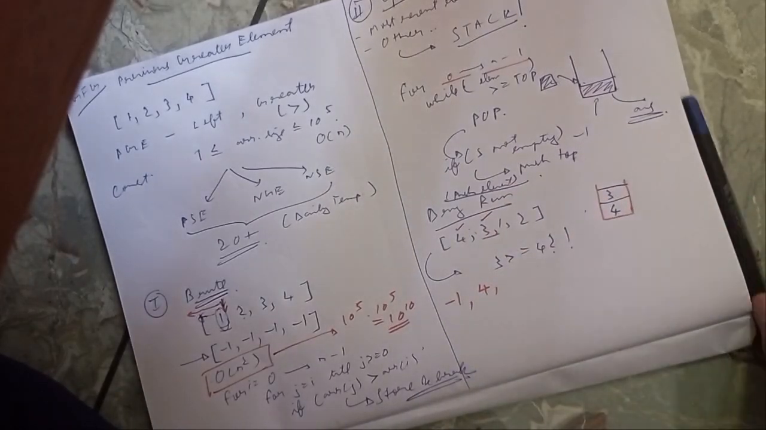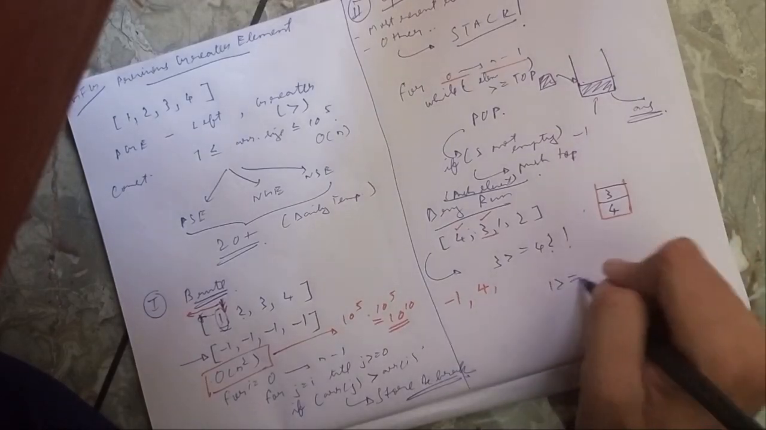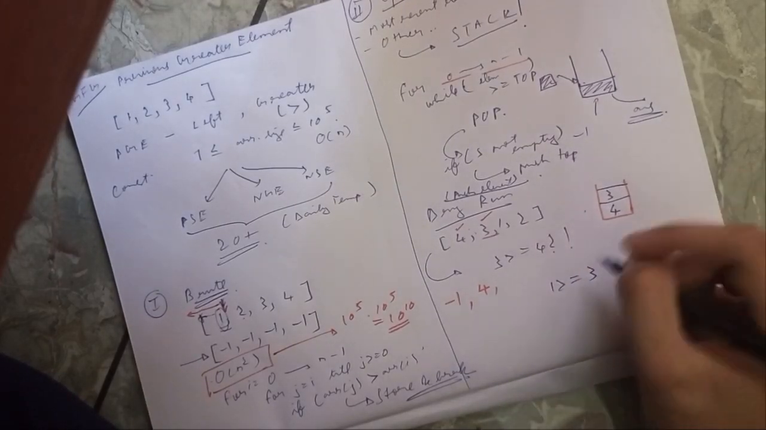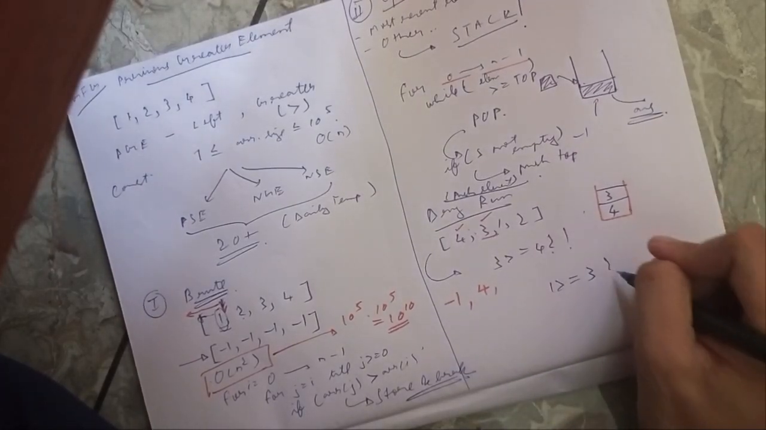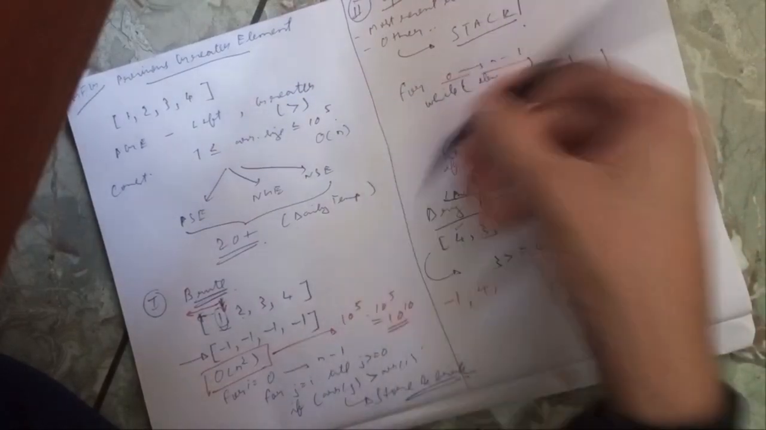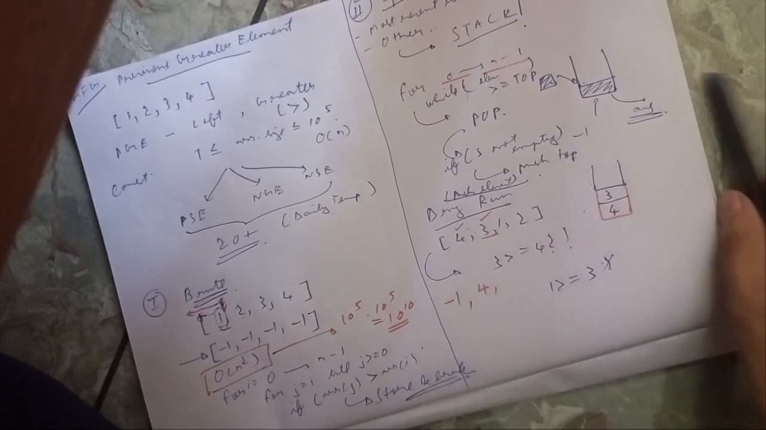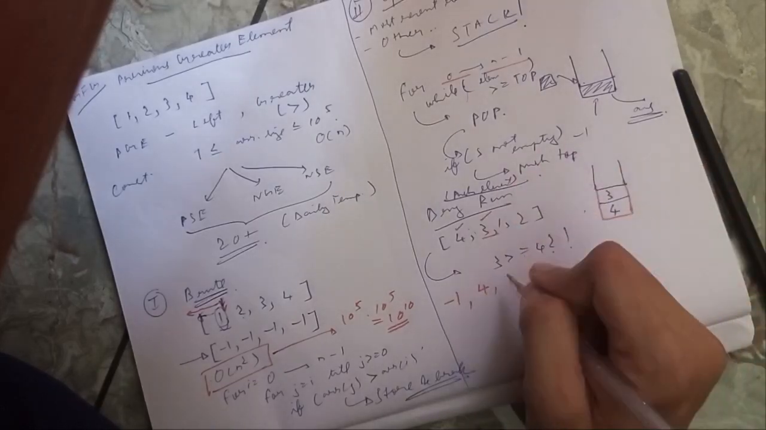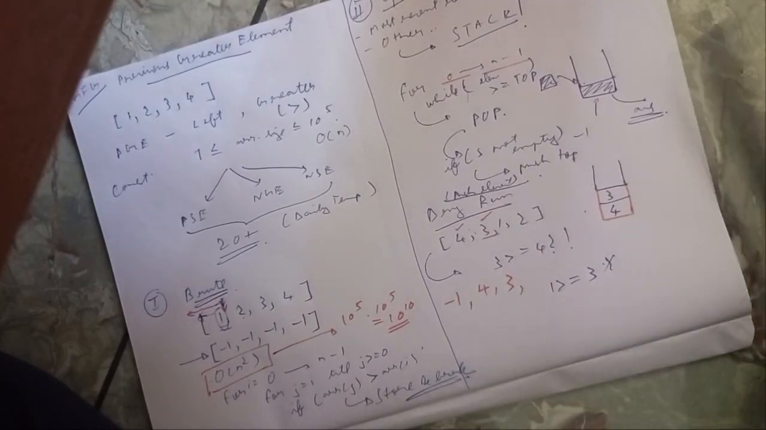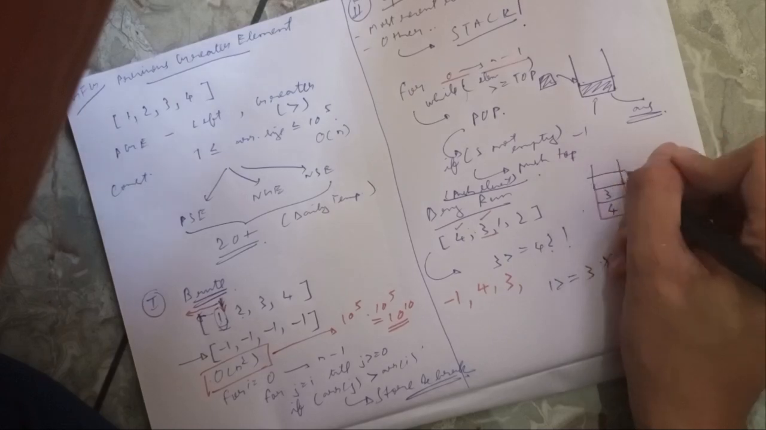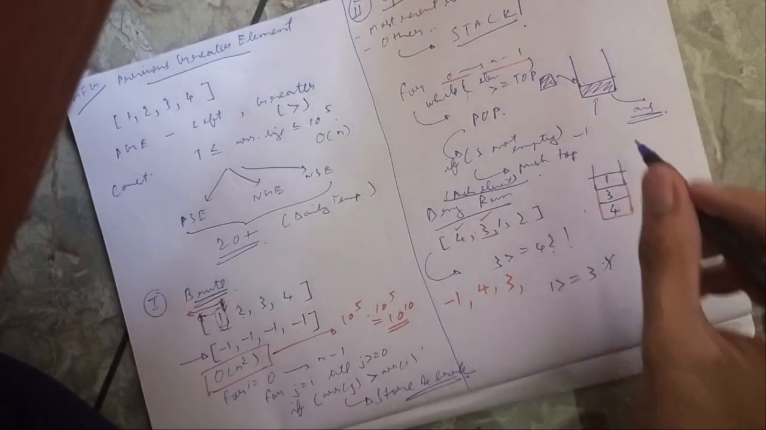Now 1, we'll again check for 1 greater than or equal to 3 is true. No, it is not true. So it will not go here into this while loop and pop the element. What it will do is we'll get the answer as 3. Now we push 1 into the stack.